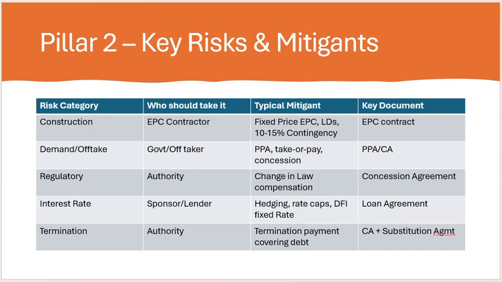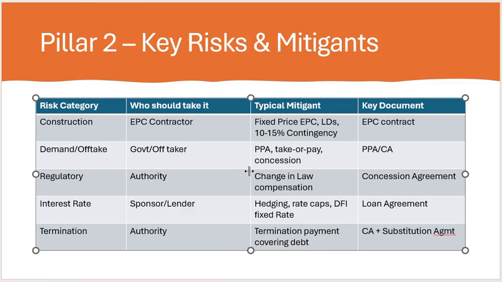So let's move on. The next risk category is regulatory. The owner of that category will be the authority, like the National Highway Authority of India, the Solar Energy Corporation of India, or the Airports Authority of India Limited. So change in law and compensation. If there is a change in law, then the concession agreement will be the key document in this case. In that case we will look at the concession agreement and the compensation.